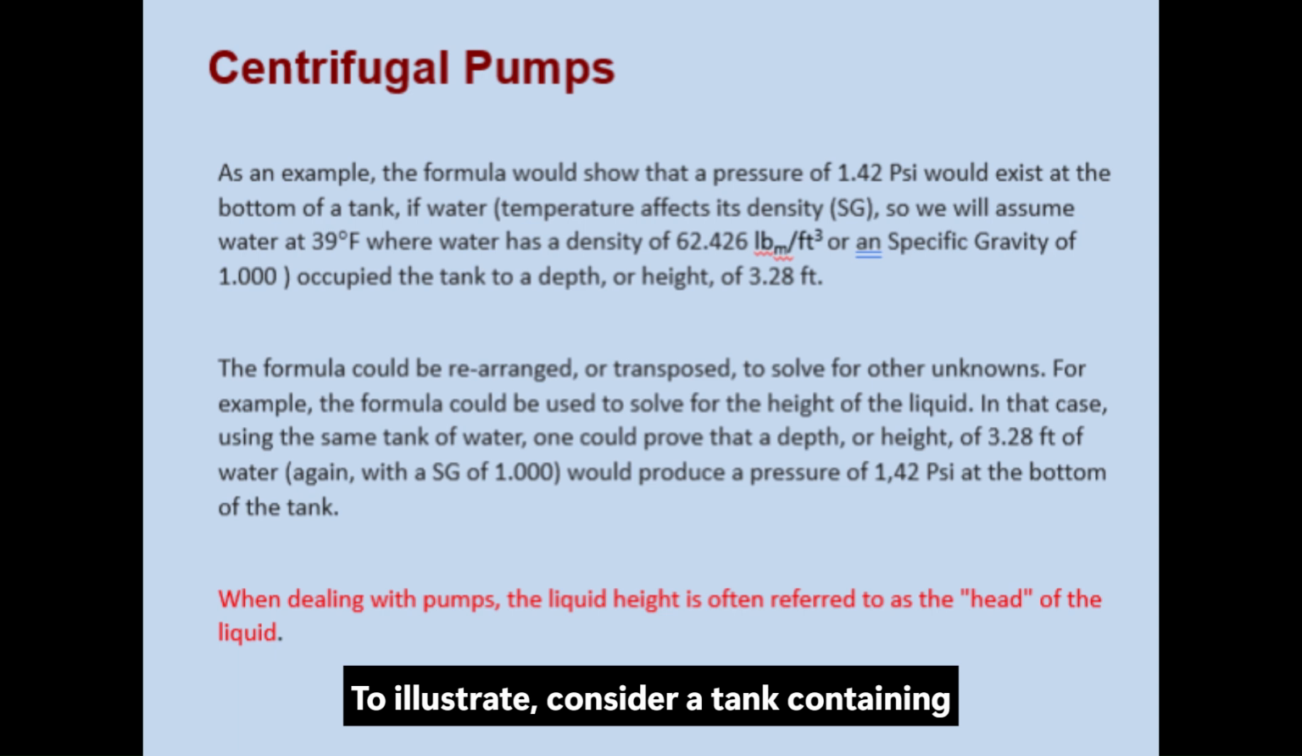To illustrate, consider a tank containing water at 39 degrees Fahrenheit, which has a specific gravity of 1.000. If the water depth is 3.28 feet, the formula shows that a pressure of 1.42 psi exists at the bottom of the tank. The formula can also be rearranged to find the depth. Given a pressure of 1.42 psi and a specific gravity of 1.000, we can confirm that the liquid height is 3.28 feet. In pump terminology, this liquid height is commonly referred to as the head of the liquid.